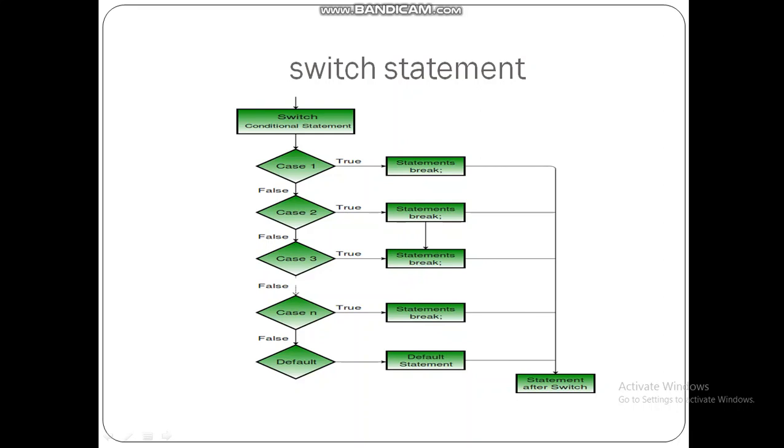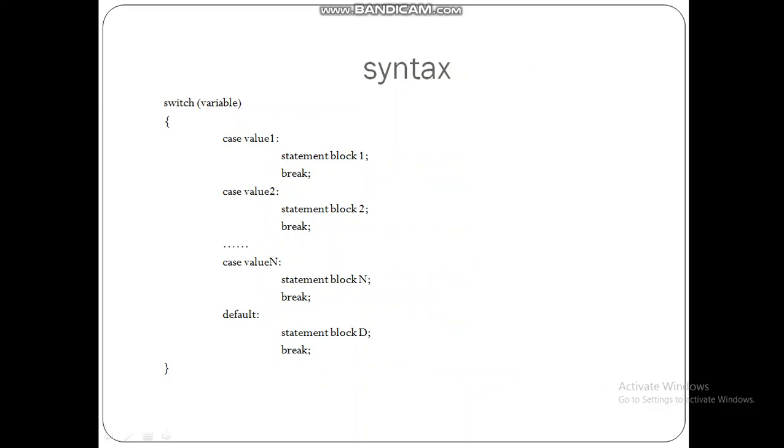So for the matching case, those statements will be executed, and suppose none of the cases are true, then the default statement will be executed, and finally we will come to the statements after the switch case. So this is the flowchart for switch case. When we do programs, it will become crystal clear. Let's see the syntax for switch case.